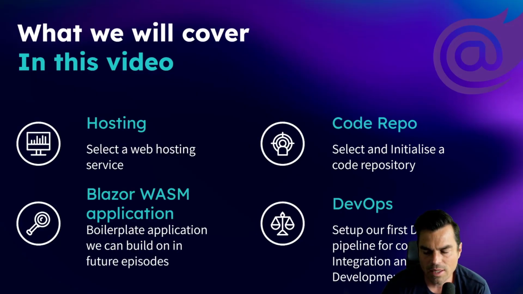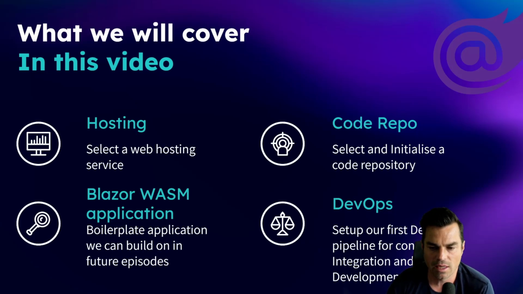Okay, so let's just review briefly what it is we want to try and achieve in this episode. As mentioned previously, we'll start with the hosting. So we want to select a web hosting service which is no frills, no fuss, and enables us to easily deploy our Blazor WebAssembly application to our users. We'll then select and initialize a code repo with a Blazor WASM application, boilerplate application initially, that we can then build on in future episodes.